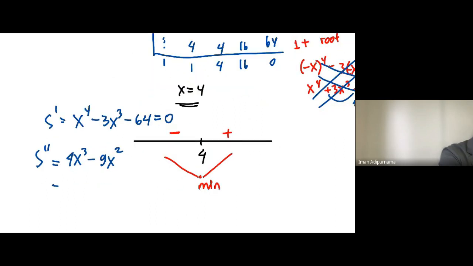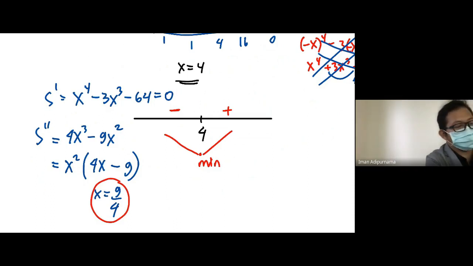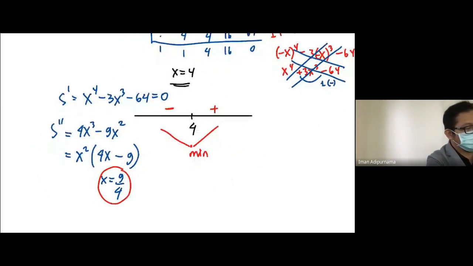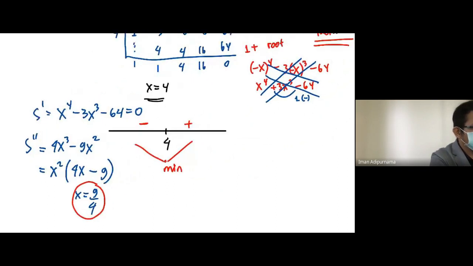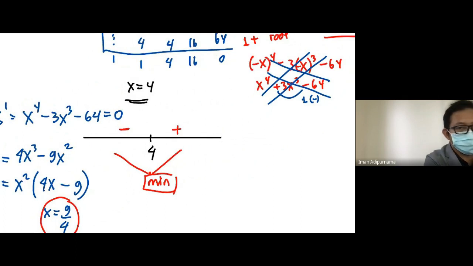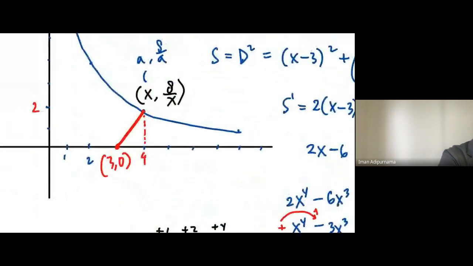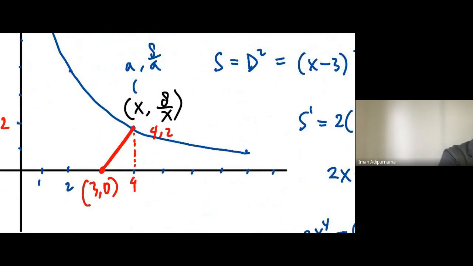But of course, you need to have some solution from here as well. So there will be, I think, an inflection point. So you need to check this 9 over 4 to check the concavity. But I think you don't need to check that part. You can just check this, and we can really know that this will be the minimum point. So our solution here is 4 and 2.